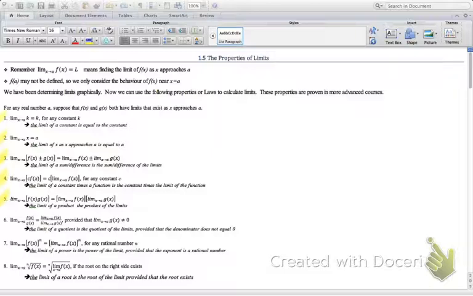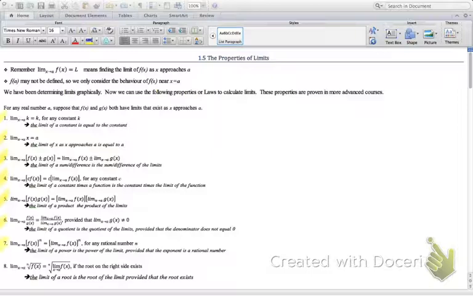Number 6, the limit of f(x) divided by g(x) as x approaches a is the exact same thing as 5, except for the fact that we take the limit of f(x) divided by the limit of g(x). Provided, however, that the limit of g(x) is not going to be equal to 0, because any time that something is equal to 0 in our denominator, that is going to make the whole function not exist.